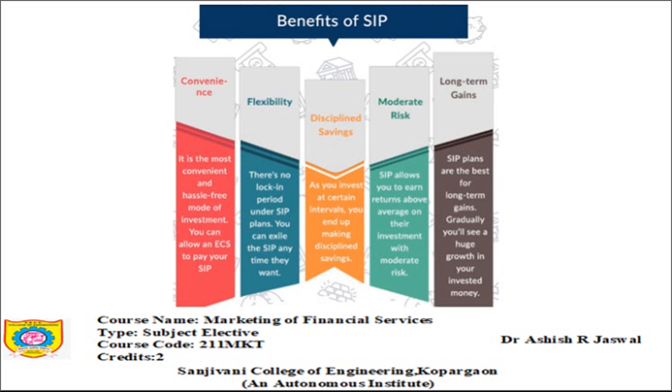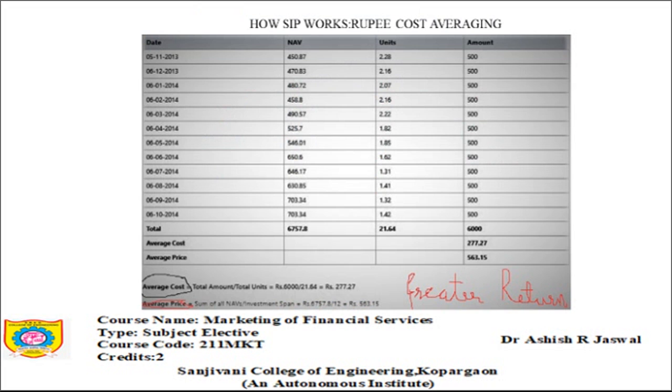So let us try to understand how the benefit of SIP can be seen, which is very well explained by a term called rupee cost averaging. Here, the investor has invested 500 rupees every month from the 11th month of the year 2013 till the 10th month of the year 2014. In the last column, he has invested 500 rupees each time, so the total investment he made was 6,000 rupees. As per the NAV rates, the investor gets an allotment of units. In row number 1, 500 rupees were invested on 5th November 2013. NAV was 450.87. Total number of units allotted was 2.28.